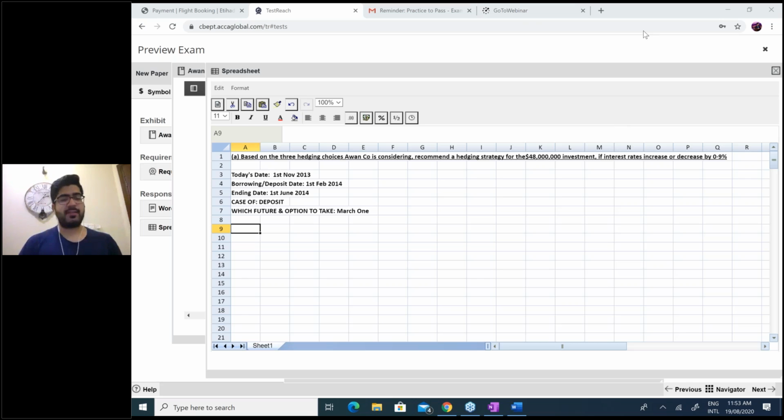So once we get these 5 things, today's date, borrowing or deposit date, the ending date, what is the case? Now we will be starting our techniques. The first technique we are doing is technique number 1, FRA. We'll solve all, but at the moment we are doing technique number 1, FRA.